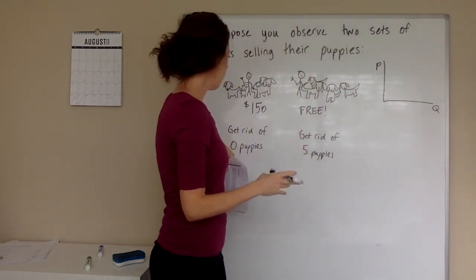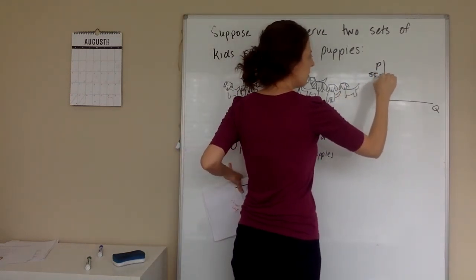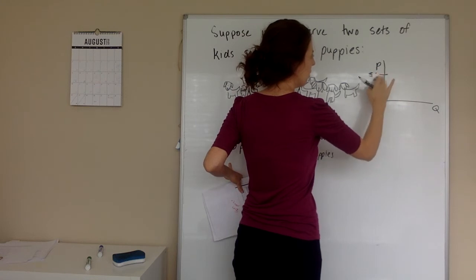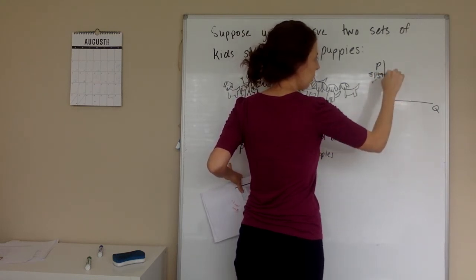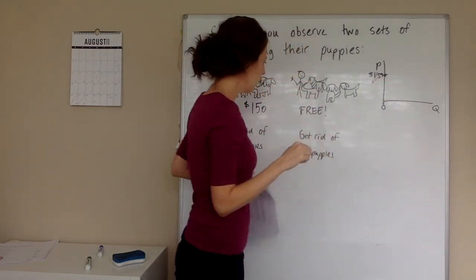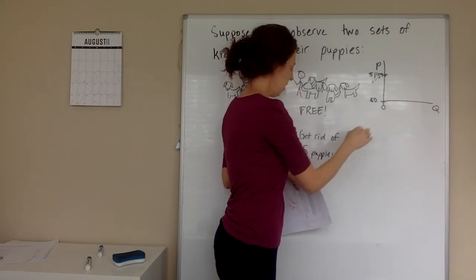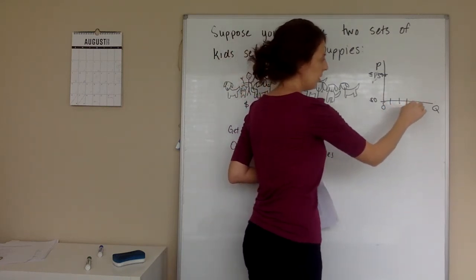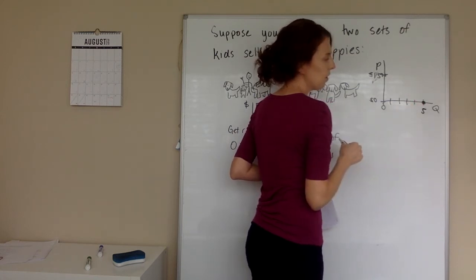You observed that when the price was $150, 0 puppies were sold. So quantity is 0, so you got 1 coordinate there. You also observed that when the price was free, or $0, there were 5 puppies, 1, 2, 3, 4, 5, that they got rid of. So you have another coordinate there.